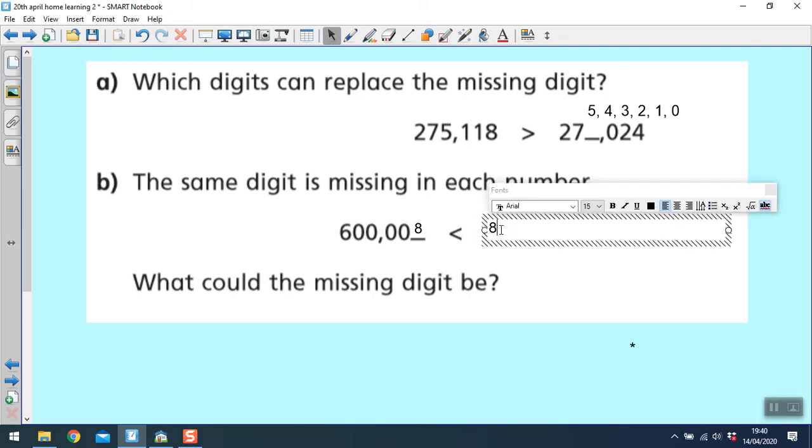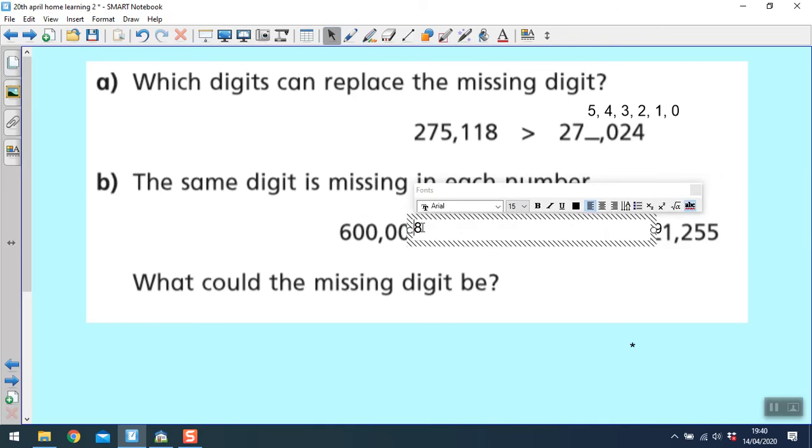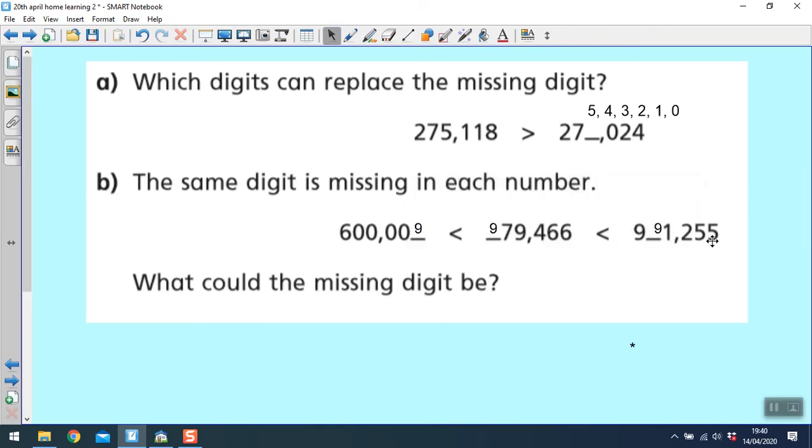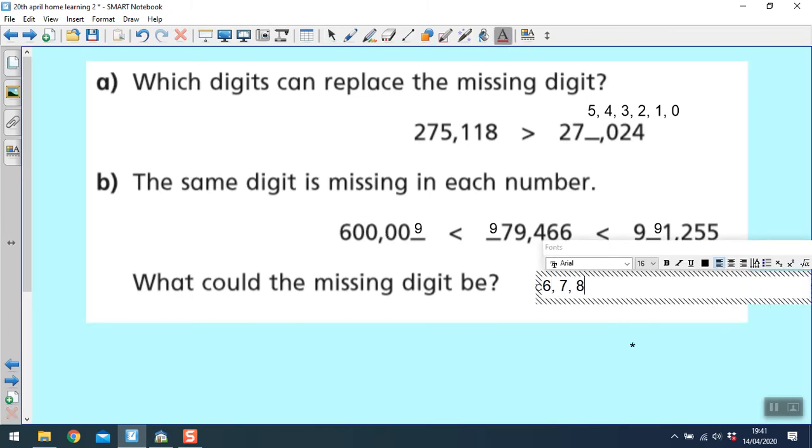Would a 9 work? So 991,255 is bigger than 979,466, which is bigger than 600,009. That works as well, doesn't it? So the possible options are 6, 7, 8 or 9.